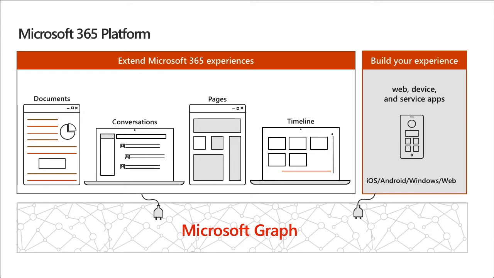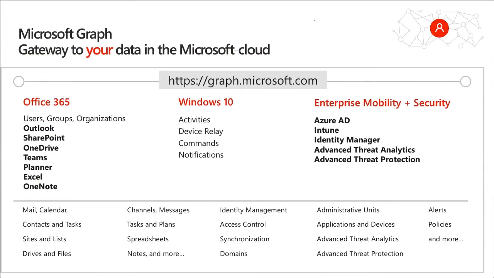And the way you're going to get to all of that data is using the Microsoft Graph, which you can think of as a proxy-based API. Office 365 has a lot of different sources of data and repositories, things like users and groups and organizations and Outlook and SharePoint and OneDrive. You've got things from Windows 10 and from enterprise mobility and security. All of these places have data, and they have different REST APIs where you can access that data. One of the nice things about the Microsoft Graph is that it acts like a proxy endpoint to all of these different sources.